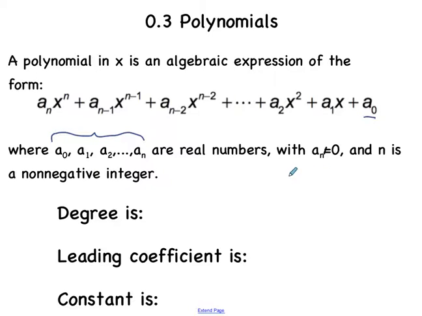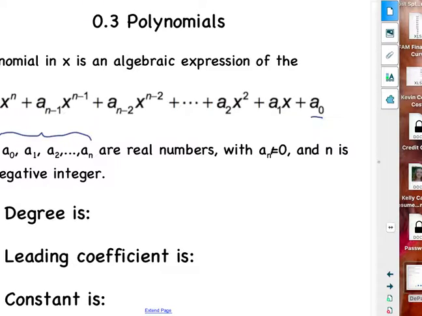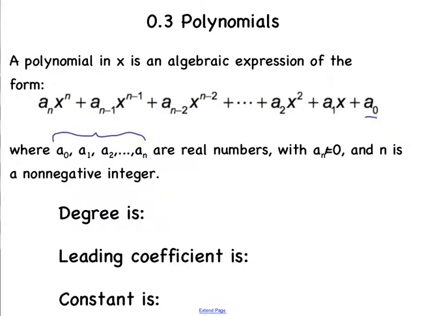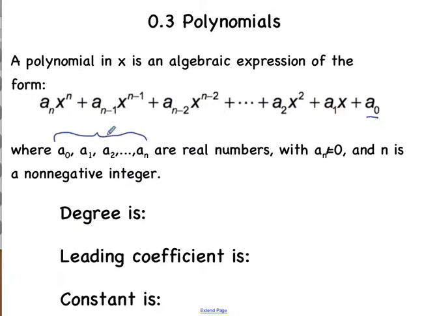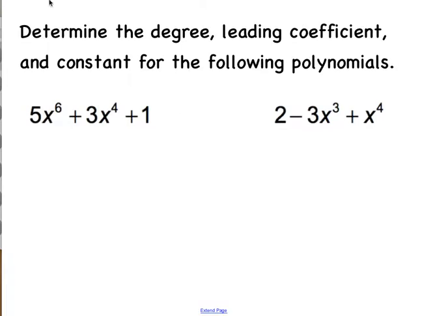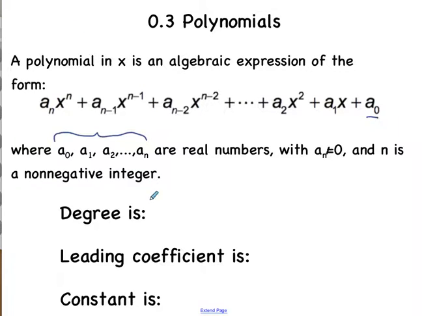Now, when I'm talking about the degree of a polynomial, I'm talking about the highest exponent. So the degree is the highest exponent. In this case, it's n. It's the highest exponent.